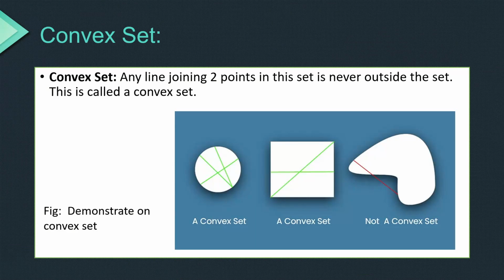Before going to the convex function, we need to know about convex set. Convex set means any line joining 2 points is within the set or it is above the functional graph, then it is called a convex set. If it is below the set, it is called a non-convex set. Here, when the shape is regular, if you join any 2 points, if it lies within the convex set, then it is called a convex set.